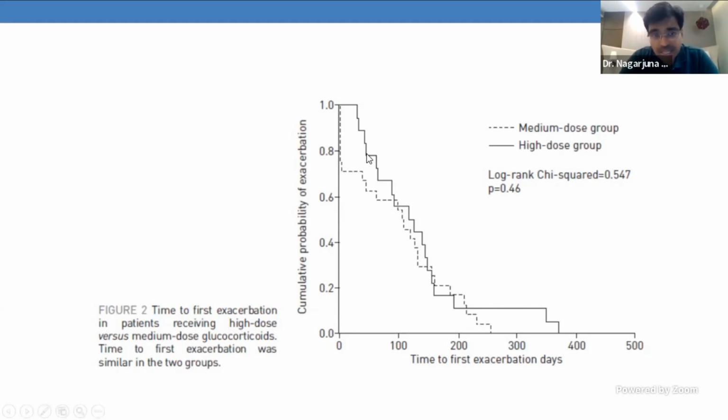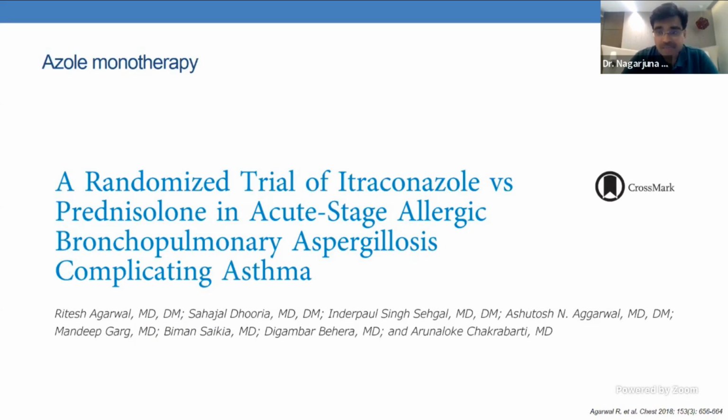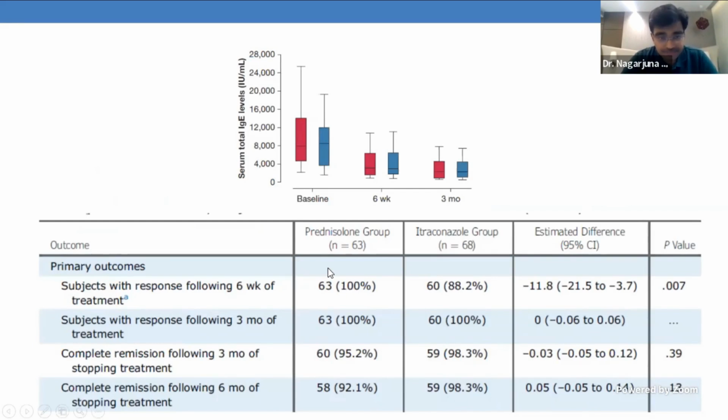And what they have shown is that the response rates are similar, and the time to first exacerbation after remission is also similar between medium dose and high dose. So with this, people started to use medium dose for managing patients of ABPA. Then the second RCT was published in 2018, comparing itraconazole monotherapy with oral corticosteroid monotherapy in acute ABPA. Again, if you can see here, the prednisolone group and itraconazole group had 63 and 68 patients. At the end of 3 months of therapy, both groups had 100% response. So itraconazole was working as well as prednisolone in inducing remission in patients with ABPA.